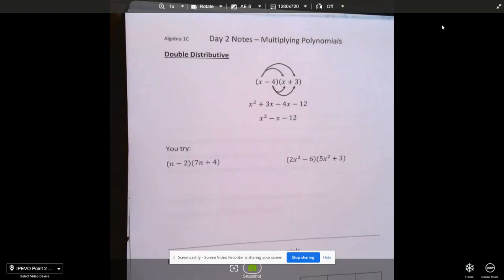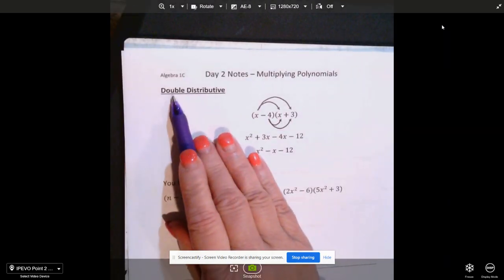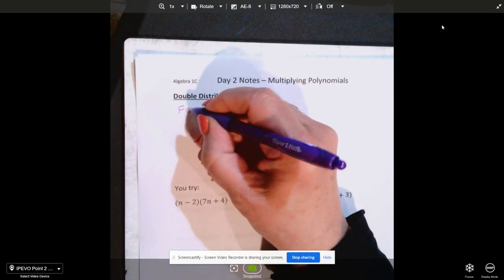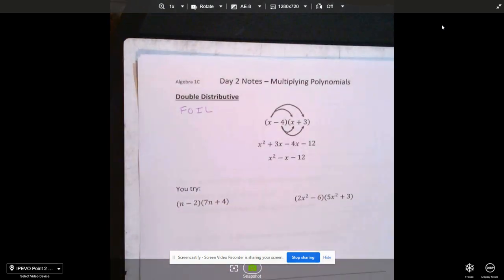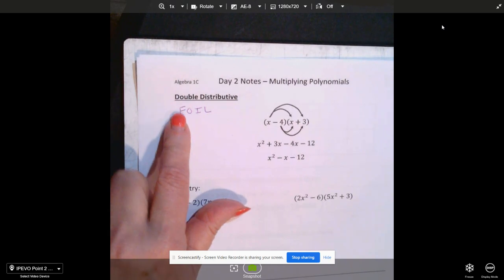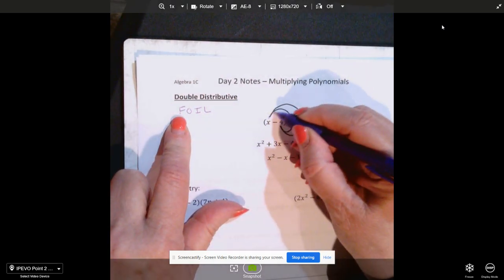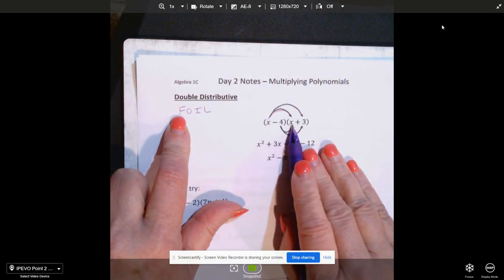Right, so this is day 2 notes, multiplying polynomials. On the first example here, they show you what some people also call double distributing. Some people call it foiling. The reason they call it foiling is this stands for first. So you multiply the first 2 in every parentheses.